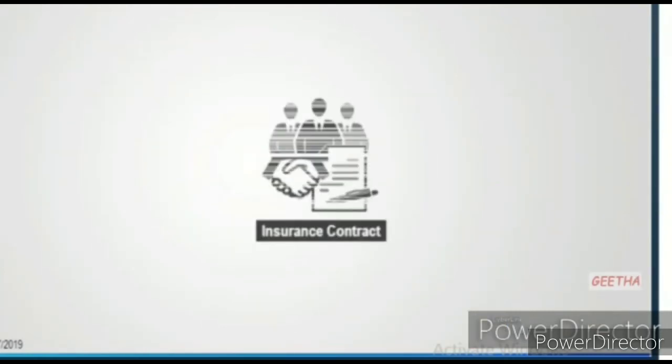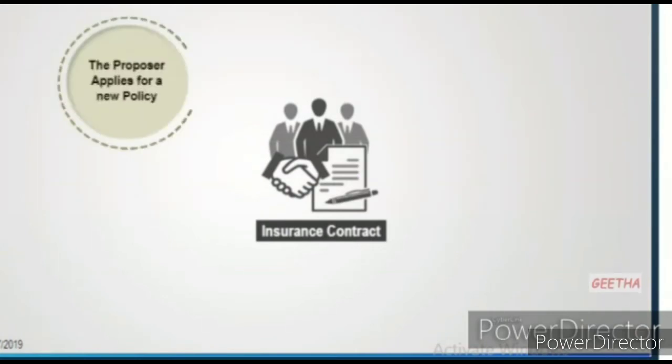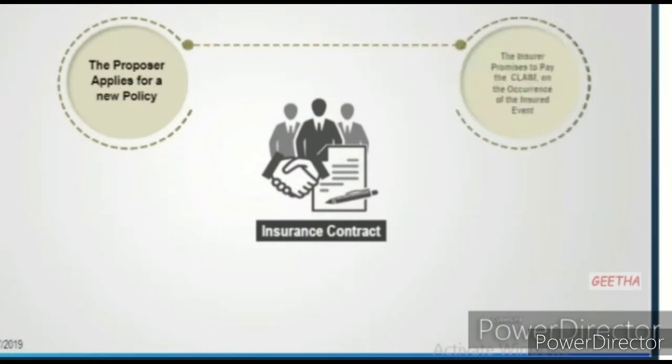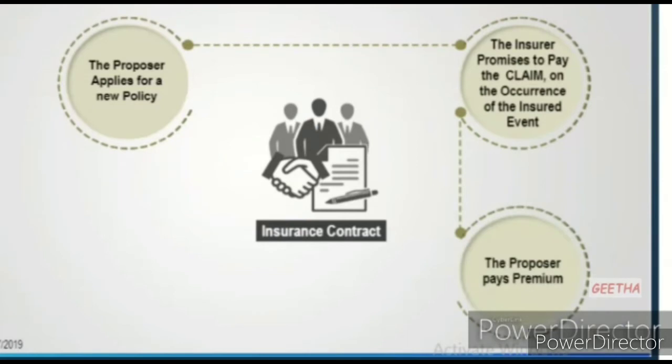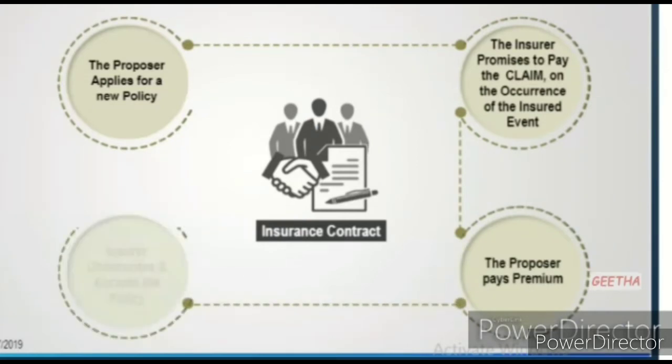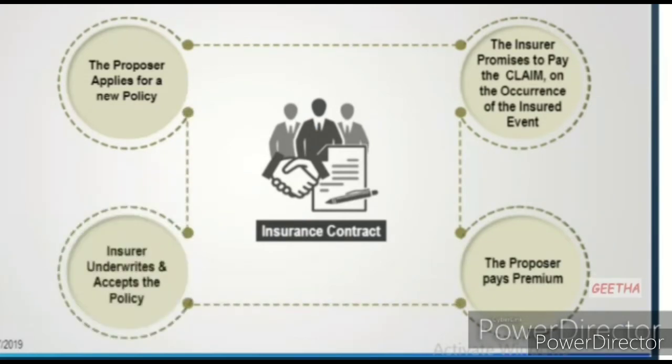Let us understand how insurance works in practical life. The proposer applies for a new policy. The insurer promises to pay the claim on the occurrence of the insured event. The proposer pays the premium. The insurer underwrites and accepts the policy. This completes an insurance contract.